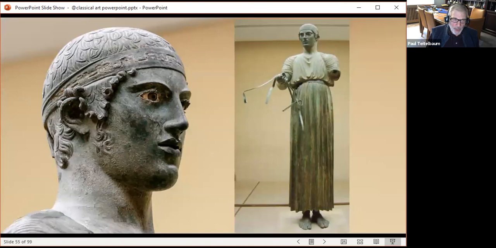And now we're really into it, right? This is the early classical style, severe style, and its high point. This figure is known as the Charioteer of Delphi. It's an original bronze surviving from antiquity. There are very few of them, and this is one of them. It's in the Museum at Delphi.